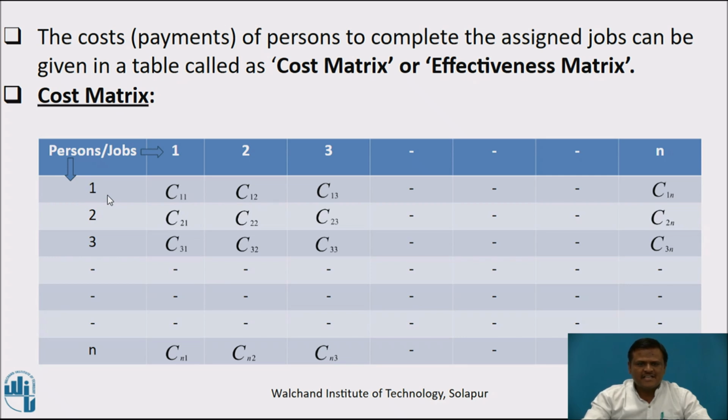This matrix explains to us that the payment of the first person doing the first job is C11. Similarly, the payment or the cost of the first person doing the second job is C12. The cost or payment of the first person doing the third job is C13 and so on. This is how this matrix is created, and this matrix is given in the problems. We will work on this particular matrix in order to obtain the required solution.